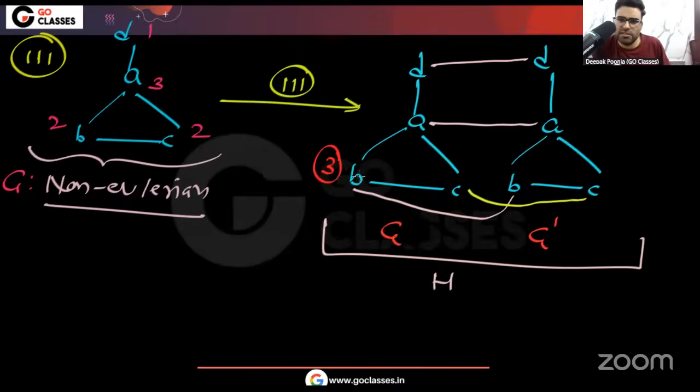For this vertex D, the degree is now 3. For this vertex C, the degree is now 3. Here the degree is now 4. Here the degree is 4. Here the degree is 2. Here the degree is 2.